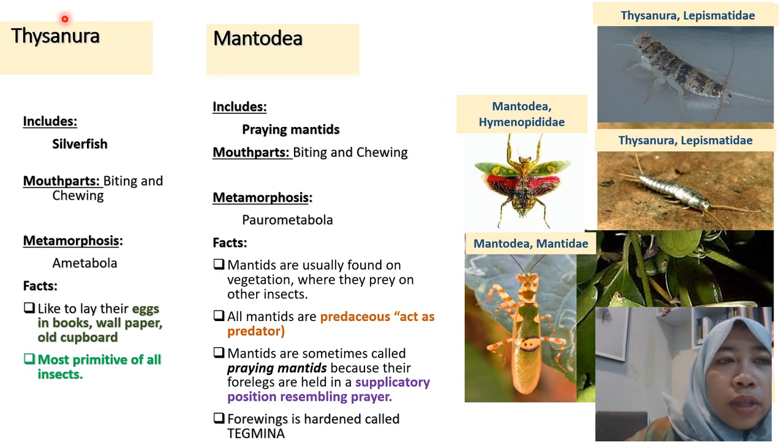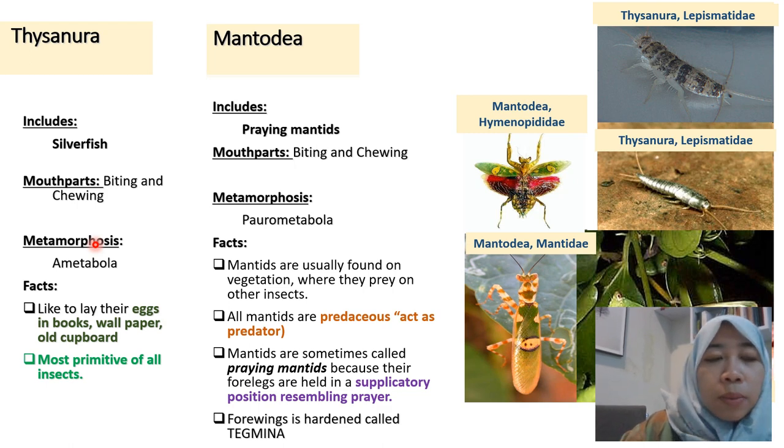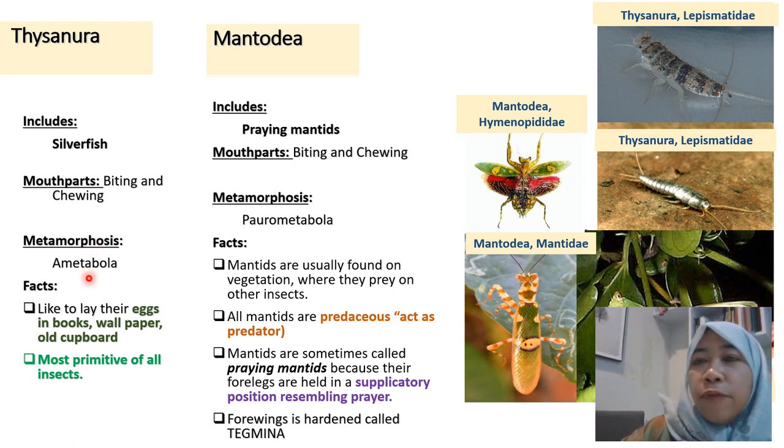And then we move to the Thysanura, silverfish. In Indonesia, we say it kutu buku, and the mouthparts are biting and chewing. This insect has no metamorphosis, or we say ametabola. We can find this insect in old libraries or in old cupboards, and so on. They move very fast.